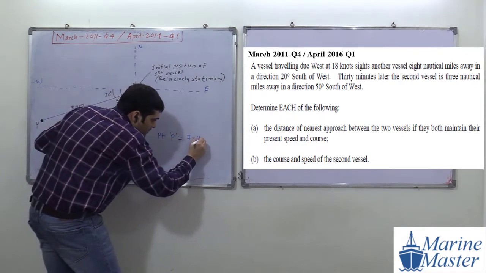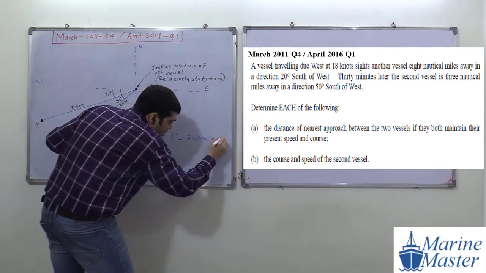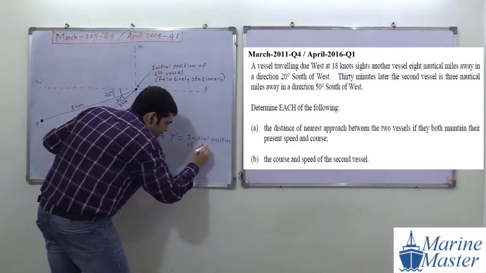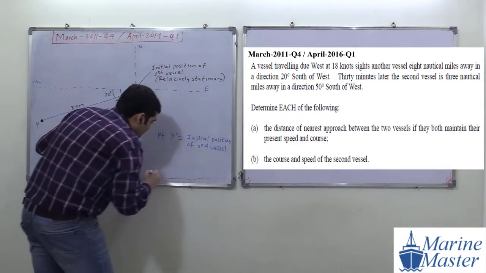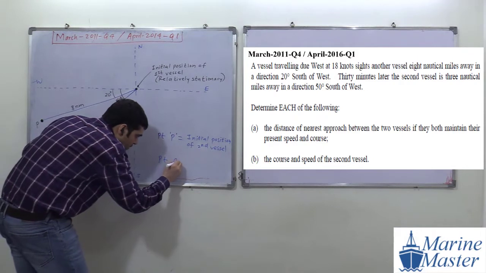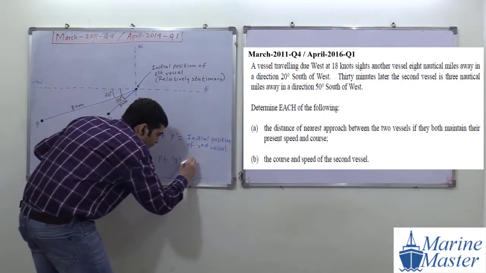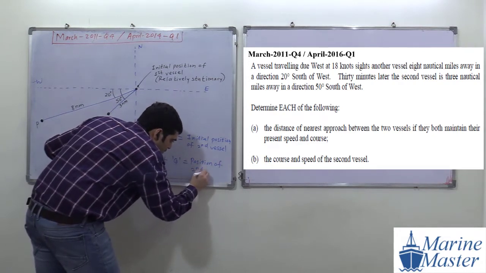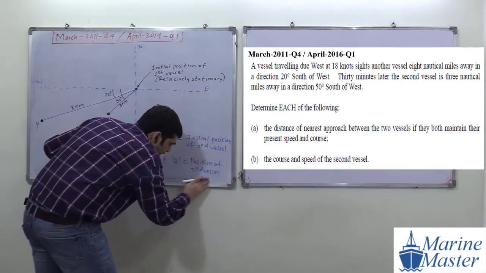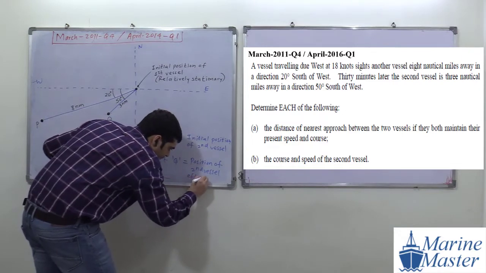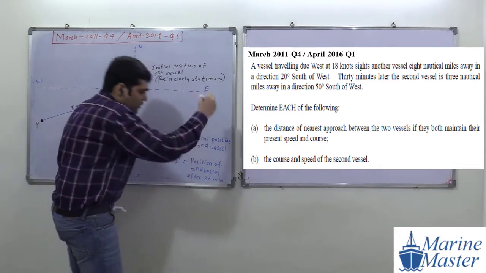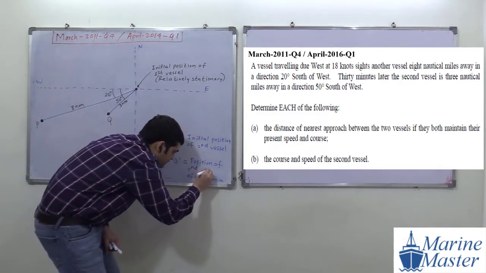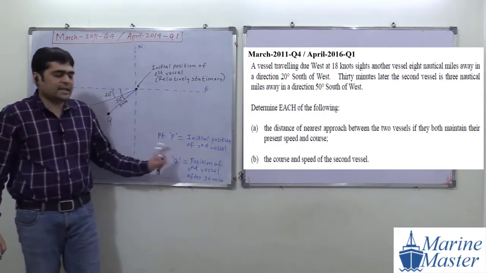Initial position of what? Second vessel. And what is meant by point Q? Position of the second vessel after what? After 30 minutes. Okay, guys, everyone, is this visible to you? Second vessel after 30 minutes.